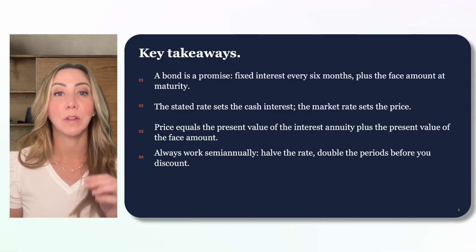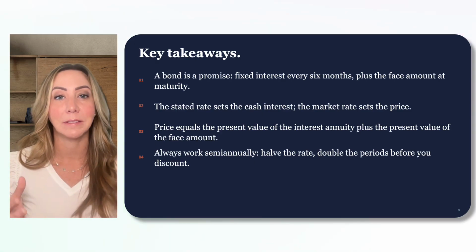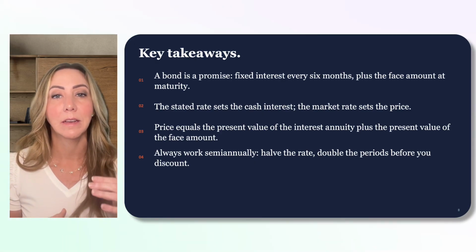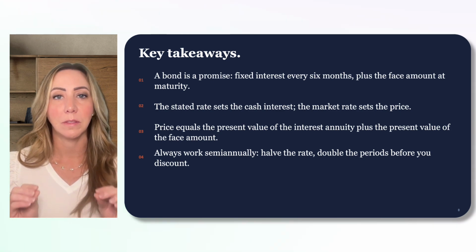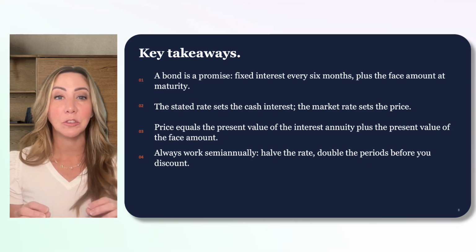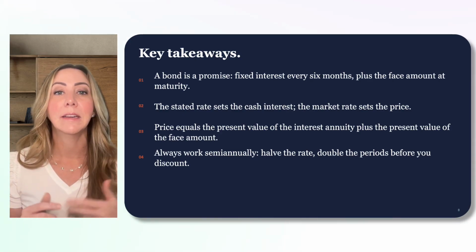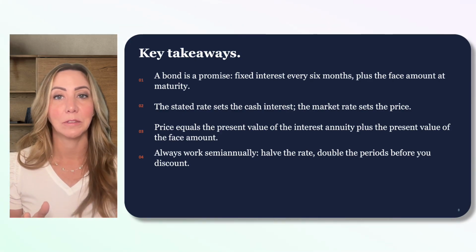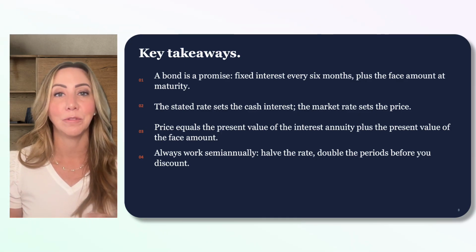Market rates, however, fluctuate regularly, daily even, and this determines what we can actually sell the bond for. It sets the price. To determine the price, we just calculate the present value of the 2 promises using the market rate. And don't forget to pay attention to whether interest payments are made semi-annually, because you'll need to halve the rate and double the periods before you discount. Next, we'll work on allocating interest expense for bonds that are issued at different market rates.